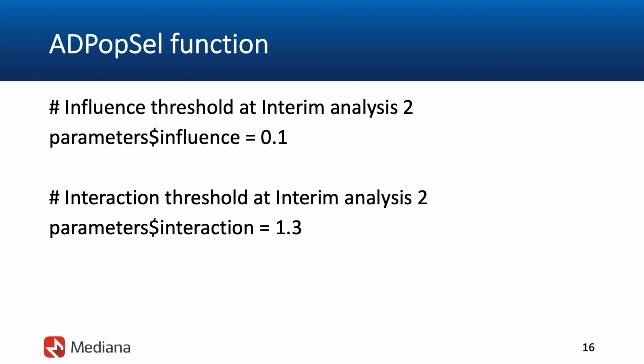effects would be defined in terms of the negative log hazard ratio. That's a standard way of defining effect sizes for time to event endpoints, such as the time to disease progression. And in this case, the influence and interaction thresholds are set as shown on the slide. The influence threshold is 0.1 and the interaction threshold is 1.3.